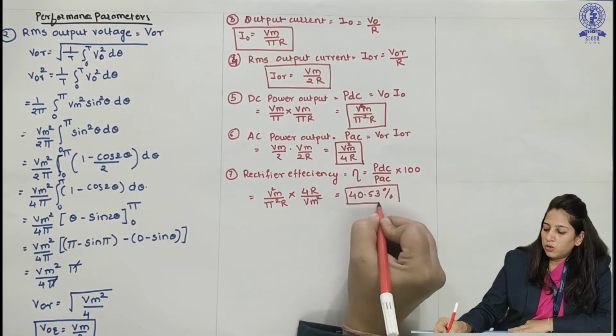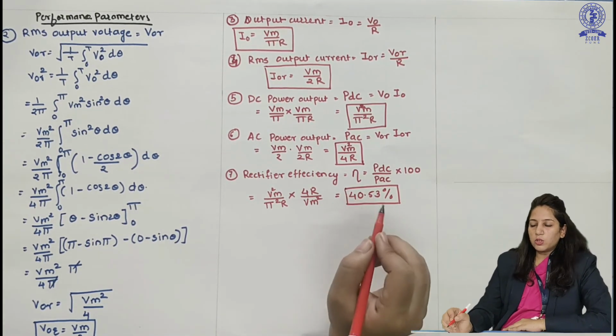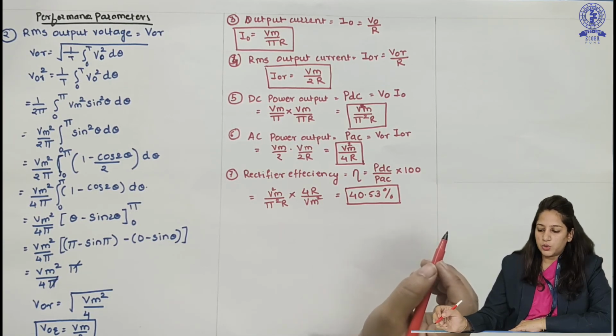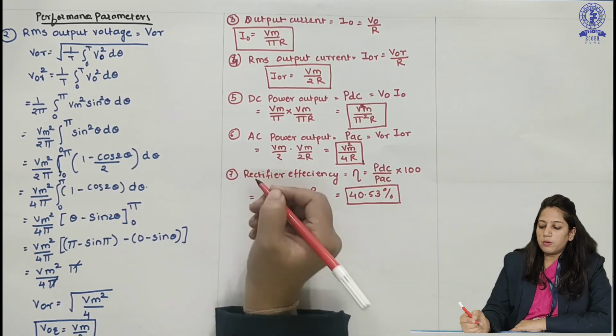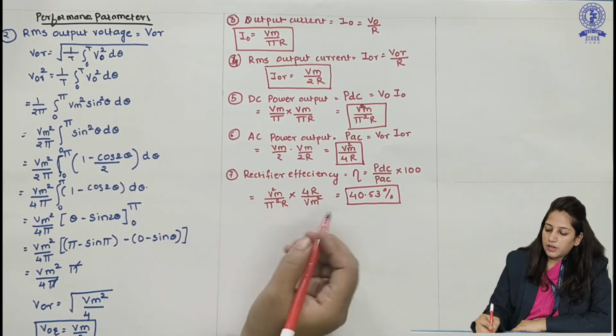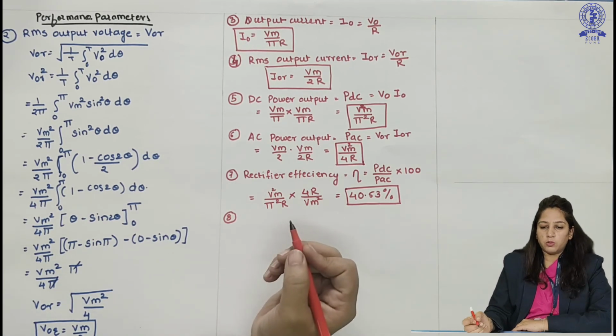So it's very low. Because of this only, we are not using this in any direct industrial applications, because its performance is very poor here. This is the rectification efficiency we have found out. Now next will be the form factor of voltage.